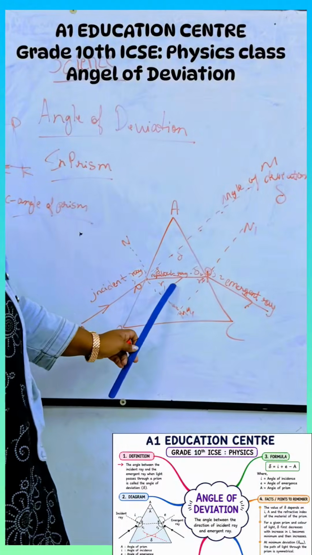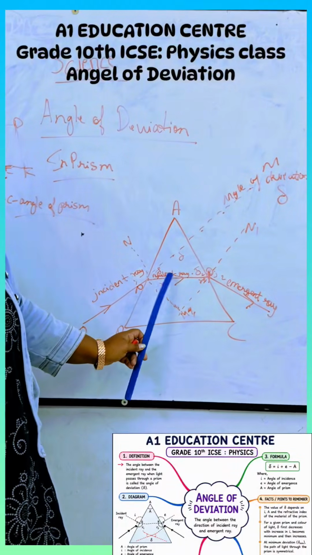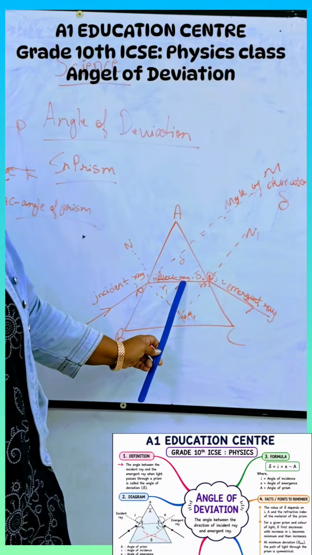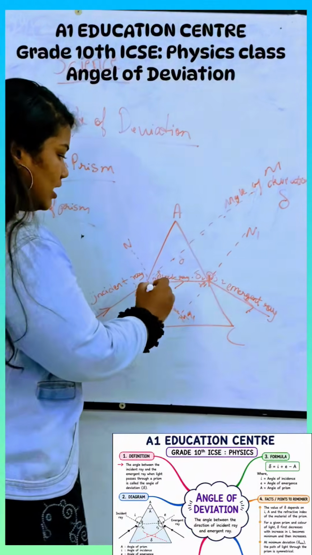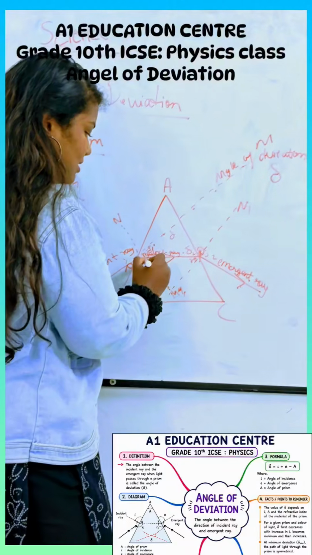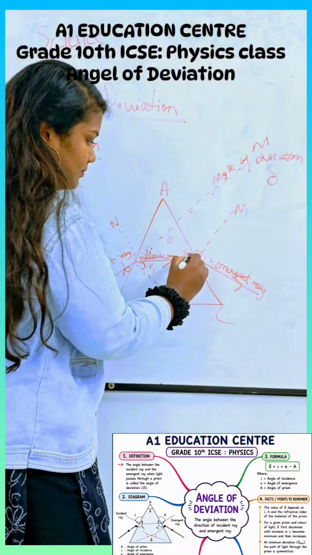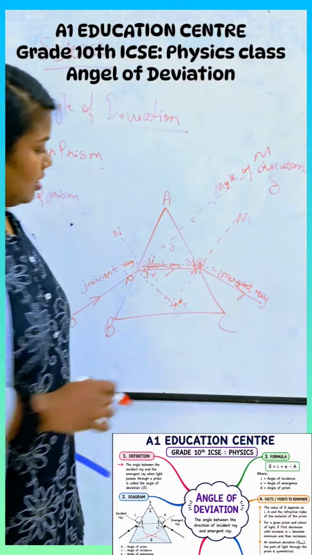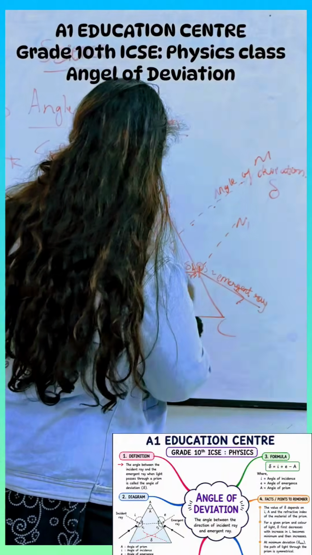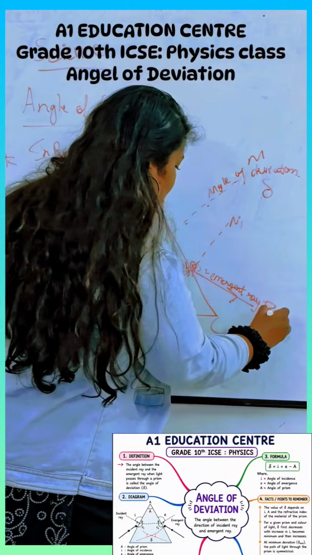Okay, so this ray is what? Refracted ray, isn't it? Here only there is angle of incidence also. This is angle of refraction. Got it? Now this is P, this is Q, and this is R.